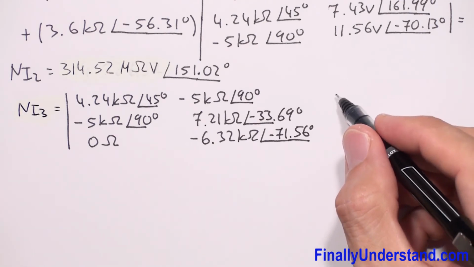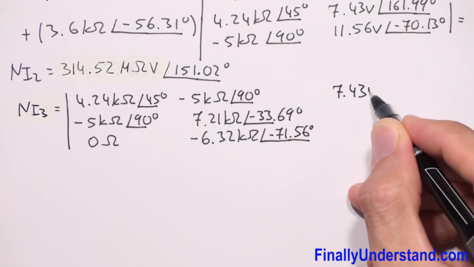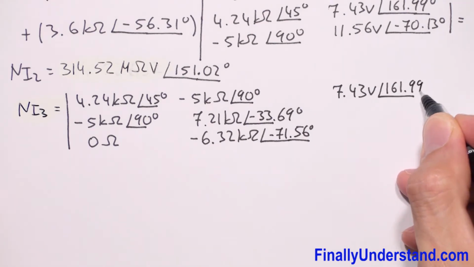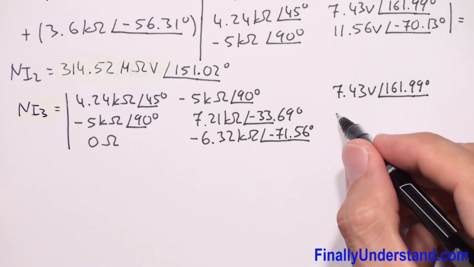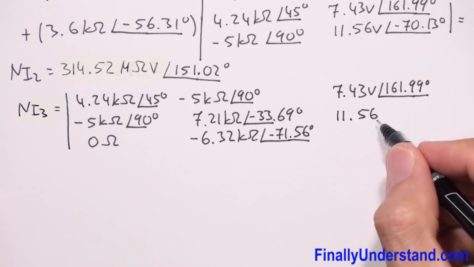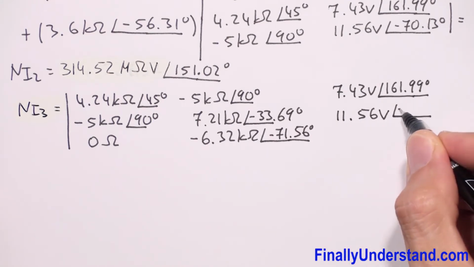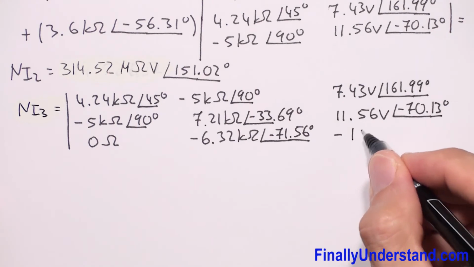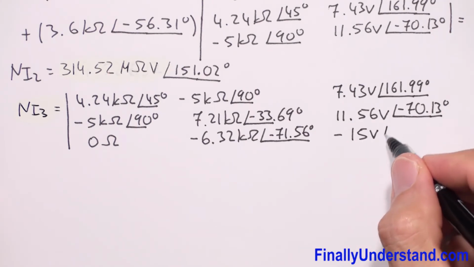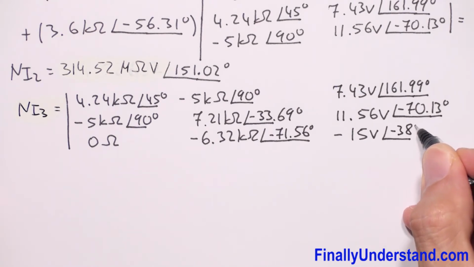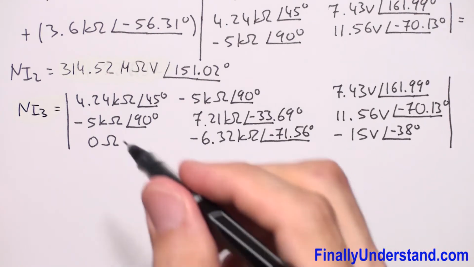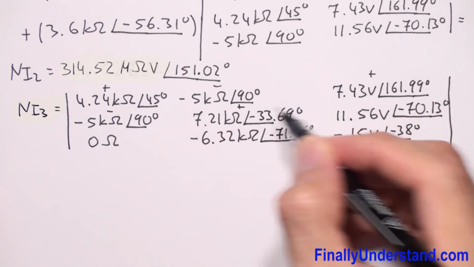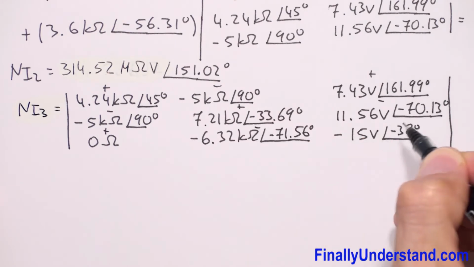So I have 7.43 volts and angle of 161.99 degrees, and I have 11.56 volts and angle of negative 70.13 degrees, and I have negative 15 volts and angle of negative 38 degrees. Okay, and don't forget to write the signs. We have plus, minus, plus, minus, plus, minus, plus, minus, plus.